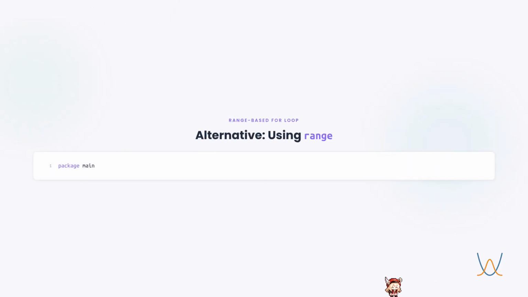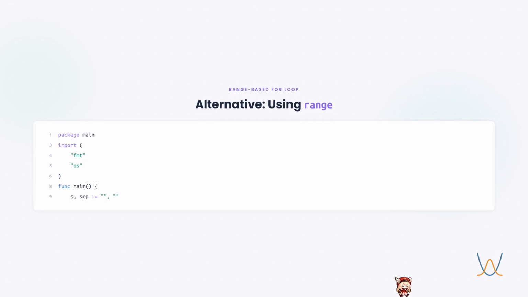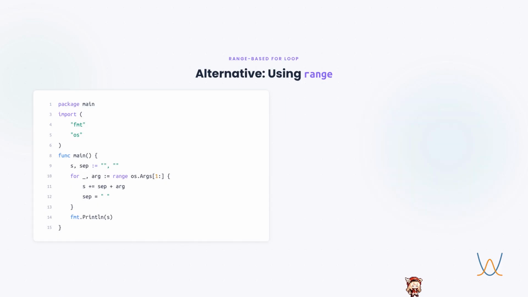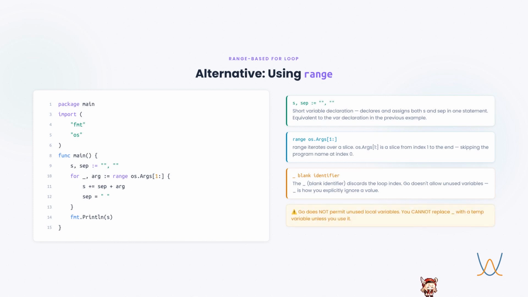There's also a range-based form. Here, range os.Args[1:] iterates over each element from index 1 onward. The underscore is Go's blank identifier. It discards the index value. This is important. Go does not permit unused local variables. If you replace the underscore with a variable name and never use it, the program would not compile. The blank identifier can be used whenever syntax requires a variable name, but program logic does not need the value.